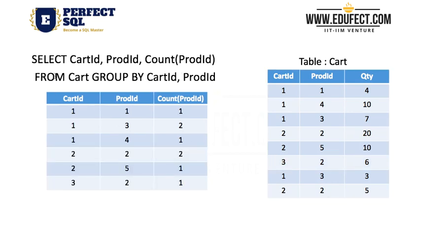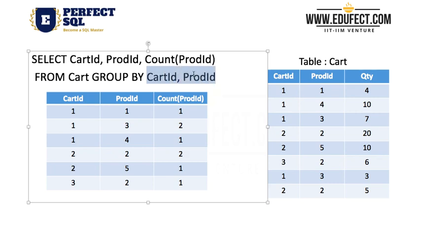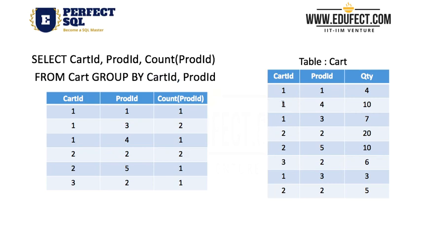Let us see now what we are doing. We are saying select cart ID, product ID and count of prod ID from cart, group by cart ID and prod ID. So we are now grouping by both these fields, cart ID and prod ID. Now let us see when we group by 1 1. Is there any other row which will be grouped with this? No. So that is why the count is 1. When we do 1 3, is there any other row matching it? Yes, this is another row. So when we match 1 3, we will get 2 rows.